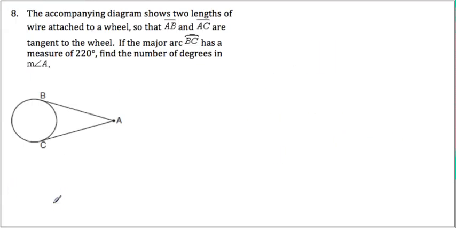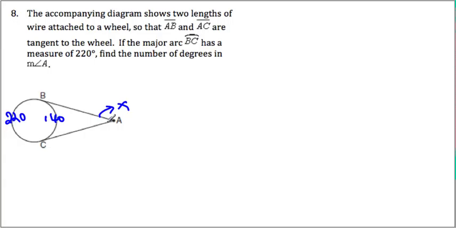Number 8. The accompanying diagram shows two lengths of wire attached to the wheel, as you can see here. Now, if the major arc BC has the measure of 220, then find the number of degrees in angle A. Let's call this one x. If this one is 220, what is the inner portion? Because the whole thing is 360, this must be equal to 140.